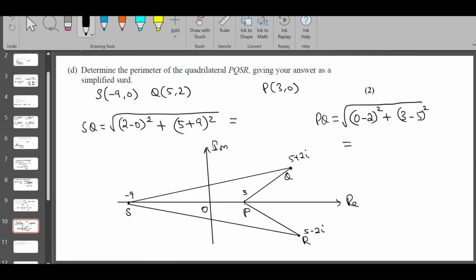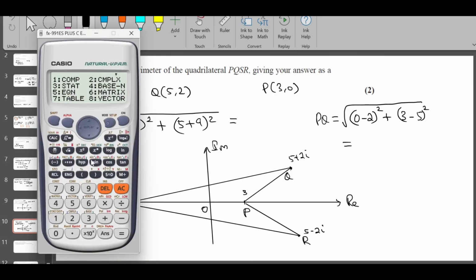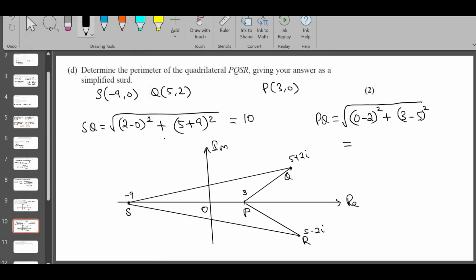And then we write the perimeter finally. Let's calculate this first. This one is 2 square plus 14 square, which is 10 root 2. Here it's going to be 2 square plus 2 square, which is 8. Square root of 8 is 2 root 2.